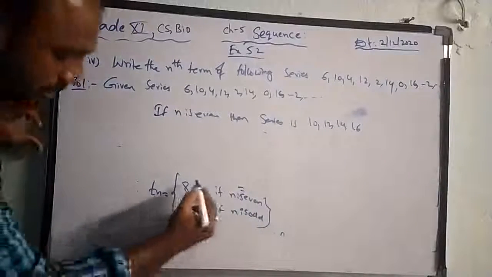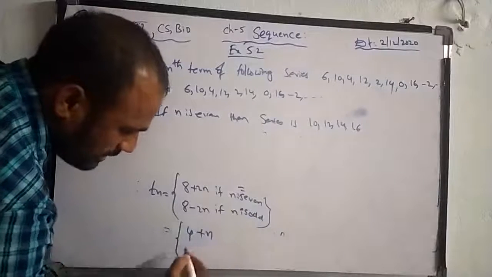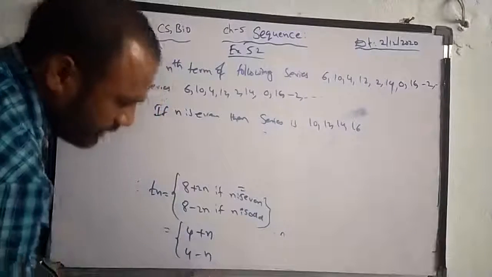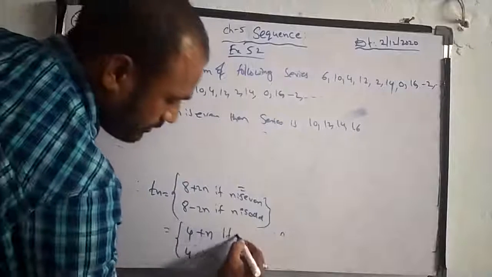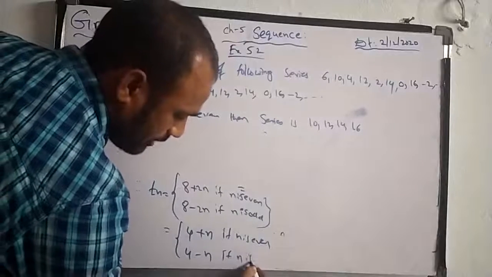I can take 2 common, so I can write another form as 2 times (4 plus n) if n is even, and 2 times (4 minus n) if n is odd.